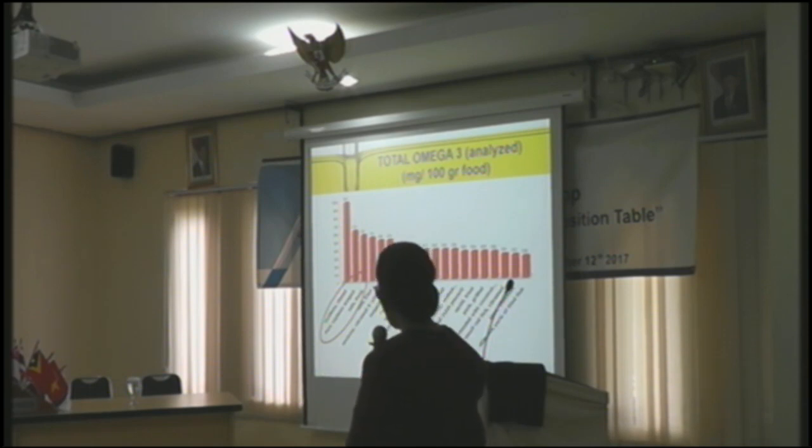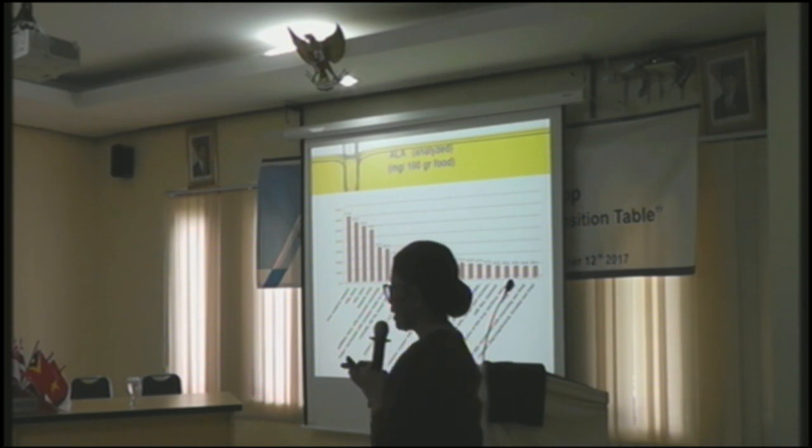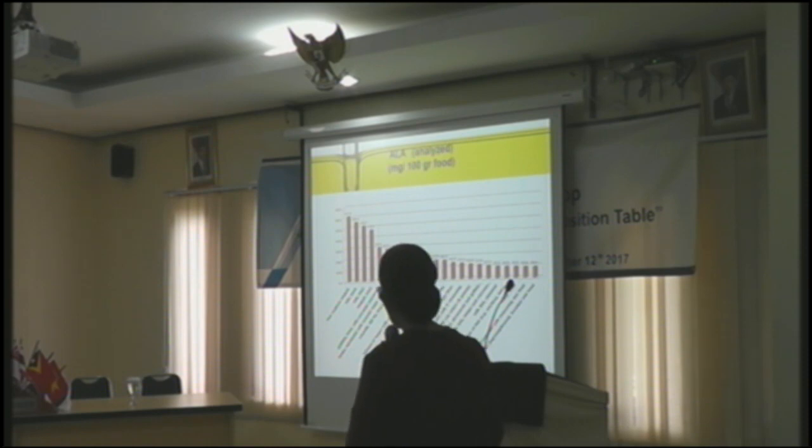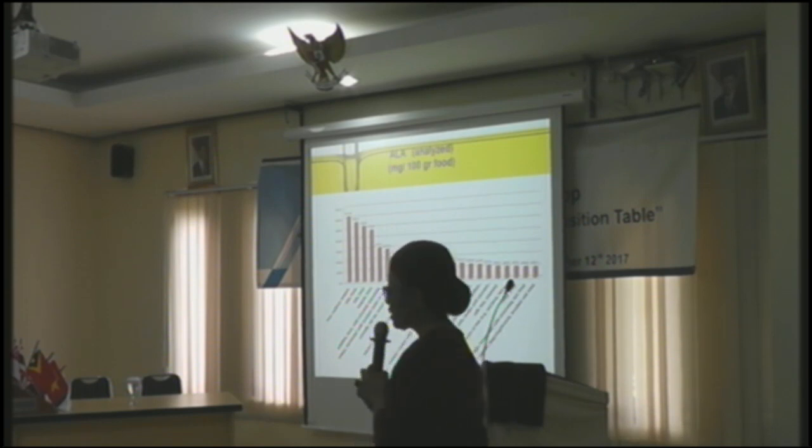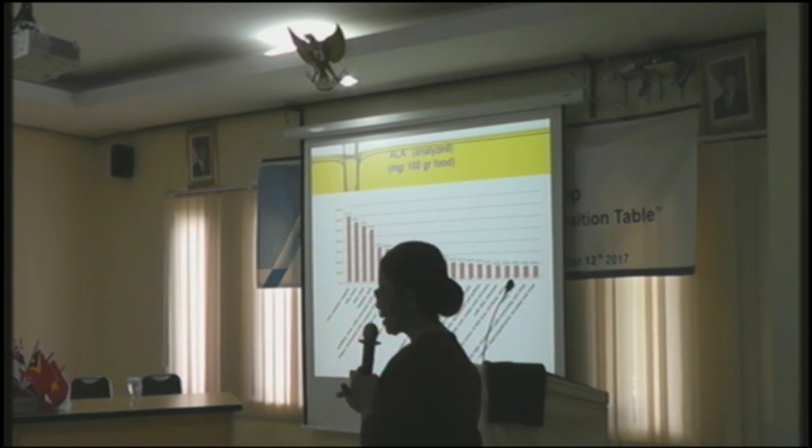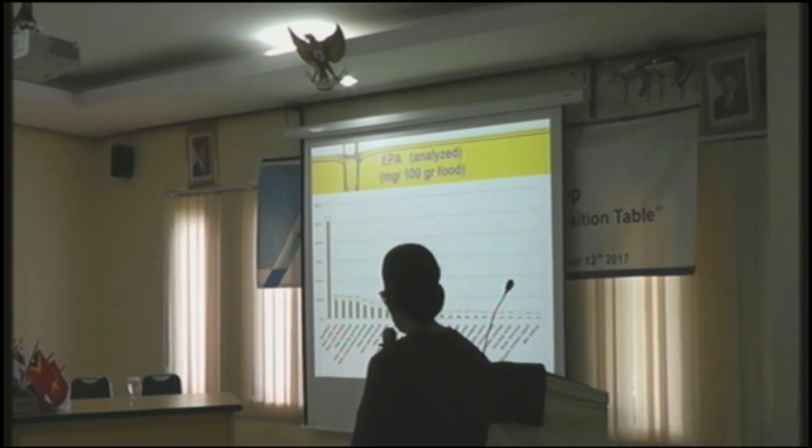Okay, and then for the alpha linolenic acid, the highest is full soybean, tempeh, tofu, and fried tempeh. So actually, we can consume based on our soybean, tempeh and tofu. And then for the EPA is also sardine, and all this I put with the Indonesian name. Sardine, ikan asin, ikan temu, all the fishes contain EPA, but the highest is again sardine.